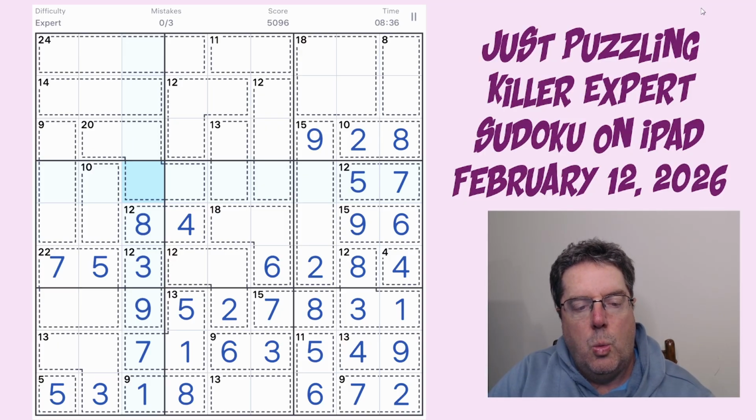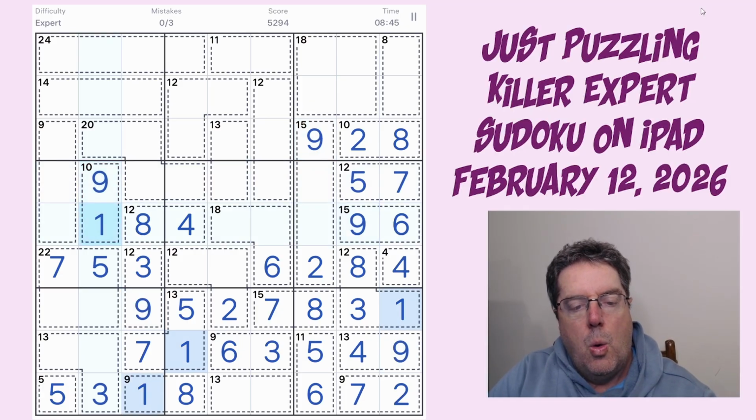3 and 8, so 1 and 9 can be in here, or 4 and 6, but 4 and 6 can't be there, so that's 1 and 9. 9 can't be there, so that's a 9, leaving this to be a 1. 1 can't be here, so that's a 1 there, leaving this to be a 3. 3 comes across here, 3 comes across here, 3 comes up here, 3 can't be there, so that's got to be a 3 there.